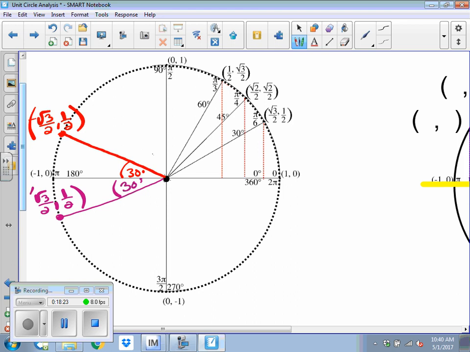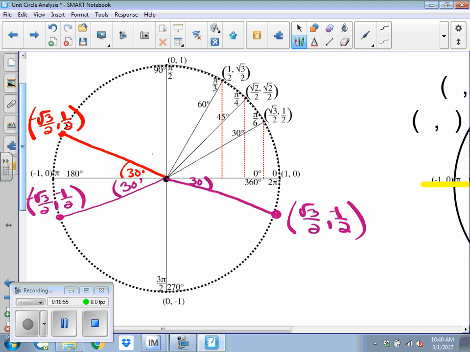But what's going to be different? They're both going to be negative. Okay? And down here, this is another 30-degree reference angle. So this is also going to be square root of 3 over 2 and 1/2. But what's different? The 1/2 is negative. Okay? And that's the same thing for the 45 and the 60.